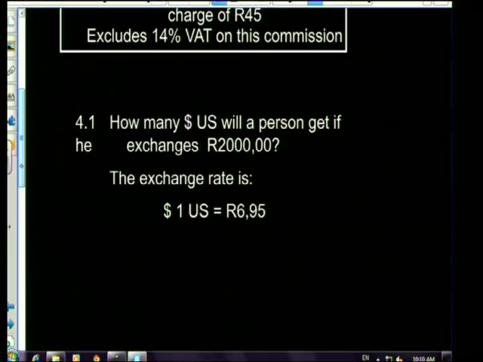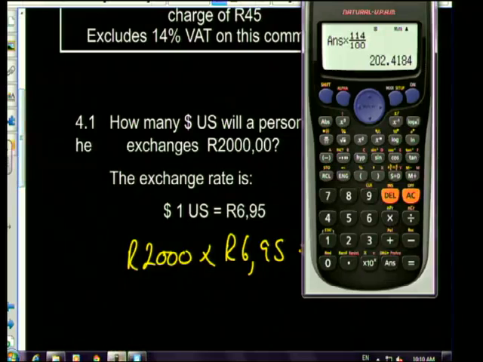So we take our 2,000 Rand and we say, right, sir, I need to know how much you are going to charge me for this 2,000 Rand. So here we go. The exchange rate is 6 Rand 95. So I've got 2,000 Rand and out comes my calculator. And I'm not going to multiply, I'm going to divide.